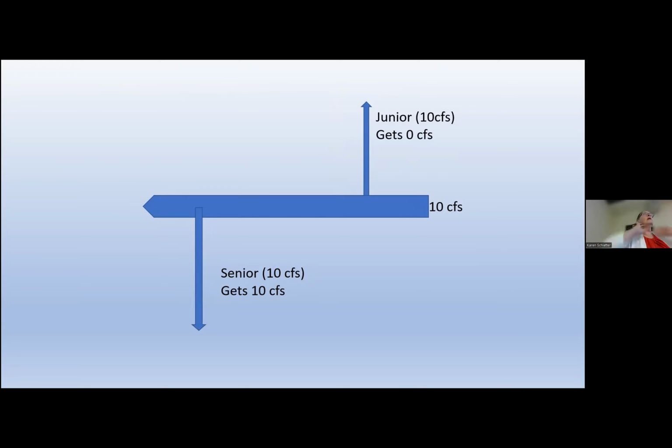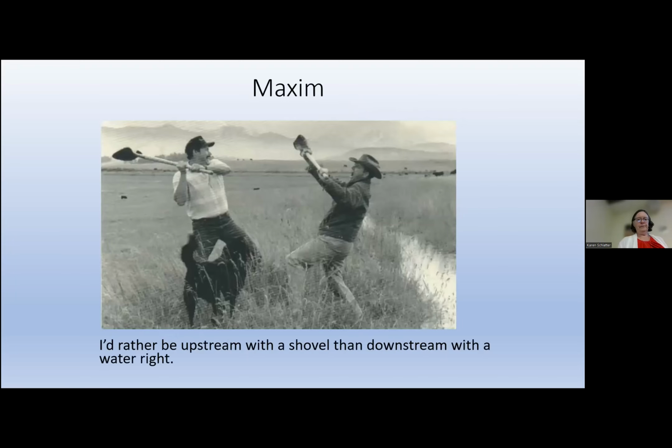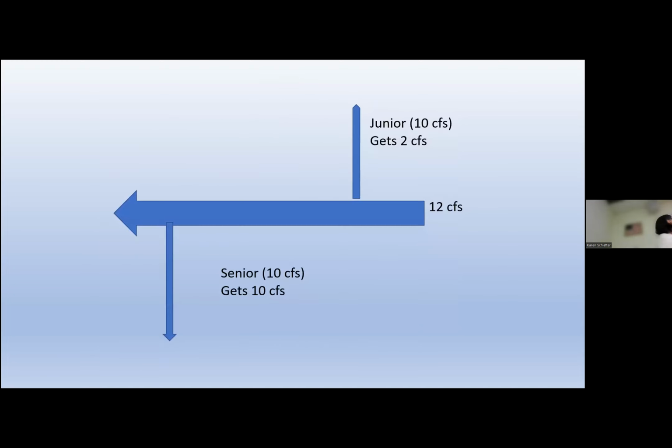Now we have a lot of things that come into the mix here. Well, let me go with one more example. 12 CFS in the river. Junior takes two, senior gets his 10. However, this is a famous postcard that you'll find from the Bureau of Reclamation. It says, I'd rather be upstream with a shovel than downstream with the water right. So basically saying, get that shovel, and if you're not getting along, you just may take the water anyway. I don't know if any of you are Steely Dan fans, but one line of one of their songs is, in the morning you go gunning for the man who stole your water. There were many feuds over water rights.